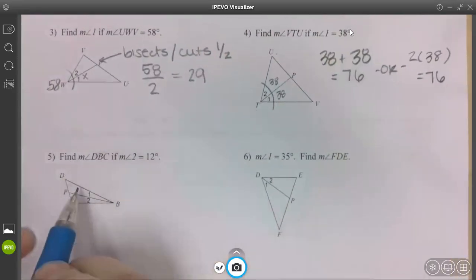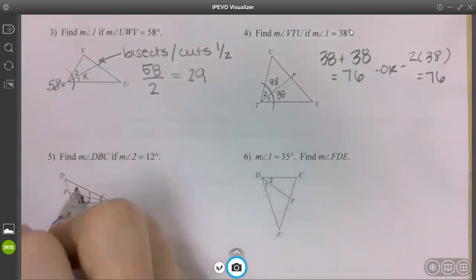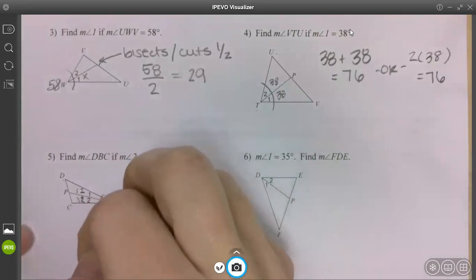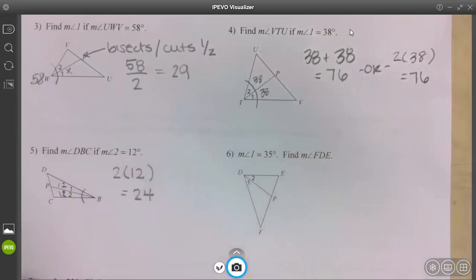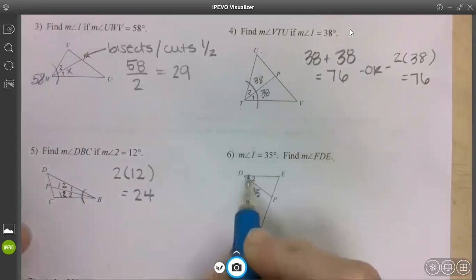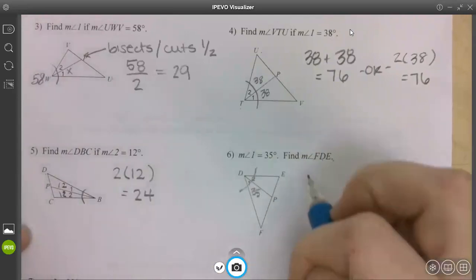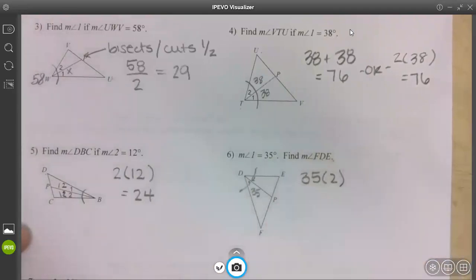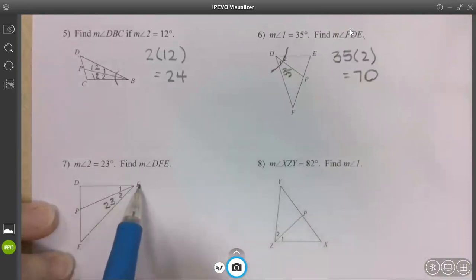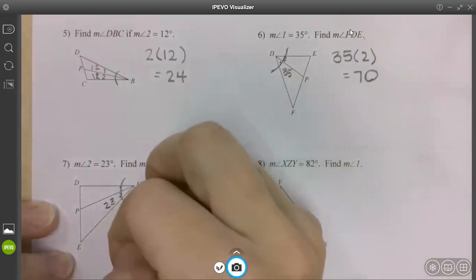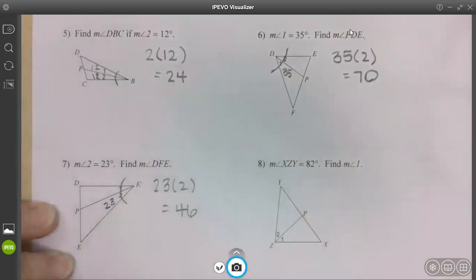Look at your next one. It says find DBC, which is the full angle, if angle 2 is 12. So that means angle 1 is 12 as well. So we can do 2 times 12, or you can do 12 plus 12, which is 24. Again, it doesn't take very long at all. Number six, it gives you the angle one is 35, and they want you to find FDE. So follow it around. FDE is the full angle. So to find the full angle, we're going to multiply by 2. And that gives us 70. On number 7, same thing. Angle 2 is 23. It wants DFE, so the full angle. So we'll just do 23 times 2, which is 46.